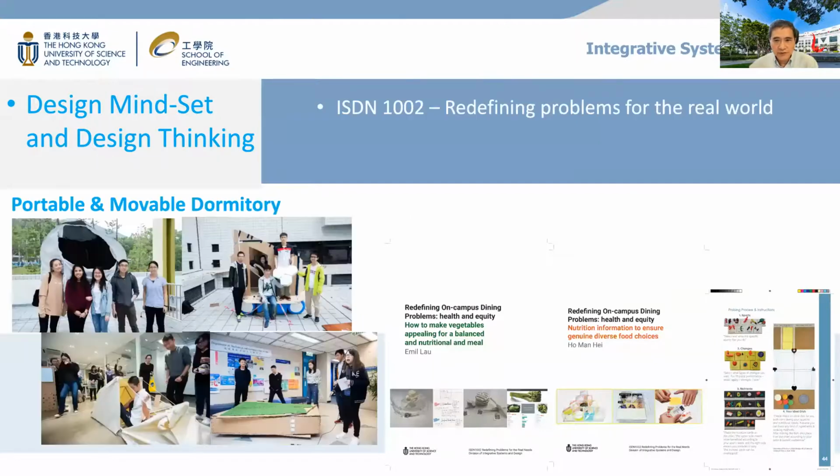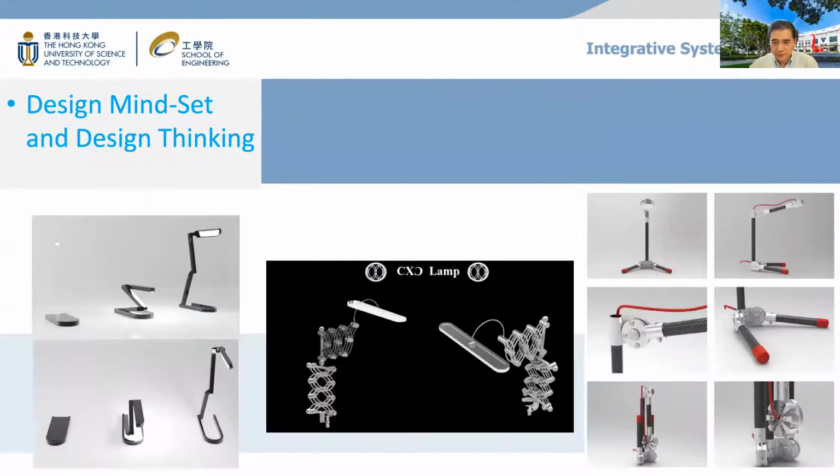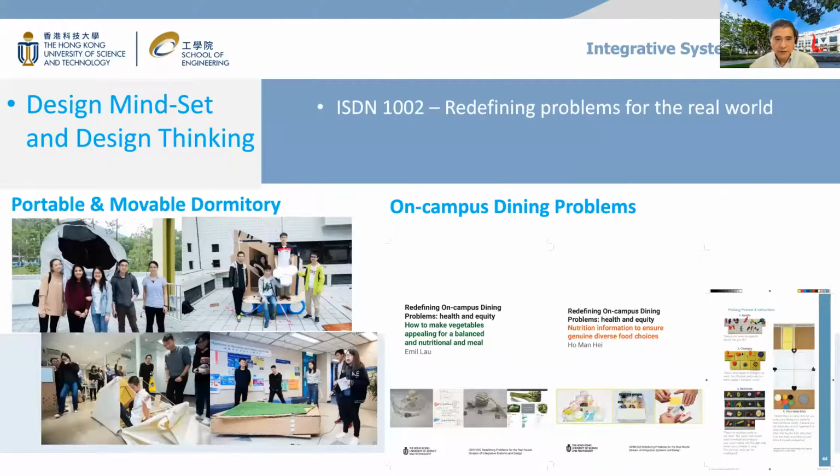Yeah, for example, this is a course called "Define Problem for the Real World." It teaches you how to come up with and define a problem, and how to find out which problem is more important to solve. These two examples are students working on the lack of dormitories for students at USC and the on-campus dining problem. They do studies, interview users, understand the pain points the users are facing, then come up with problems and also build prototypes.